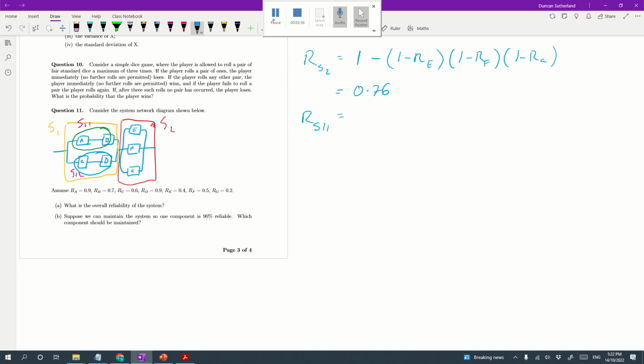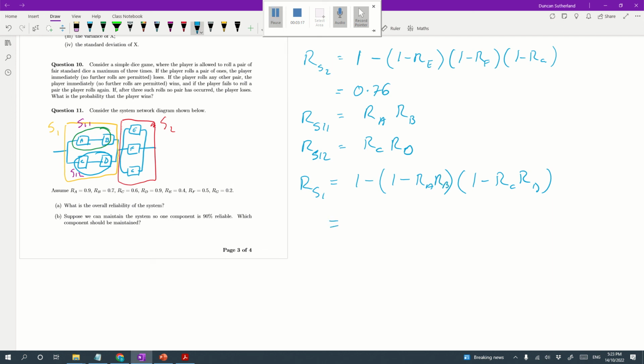S11, well, this is a series system, so it's the product of the reliabilities. It's the reliability of A times the reliability of B. S12 is the same, it's the reliability of C times the reliability of D. The parallel subsystem then, S1, has reliability as follows: 1 minus RA RB, times 1 minus RC RD. Oops, I want to write this as RARB.